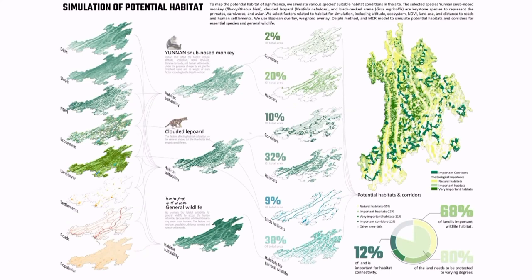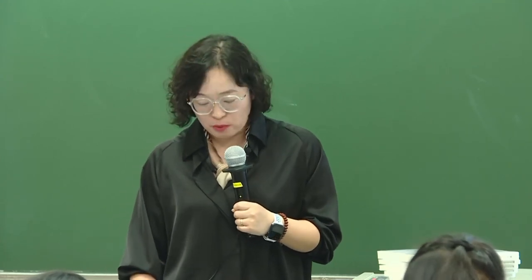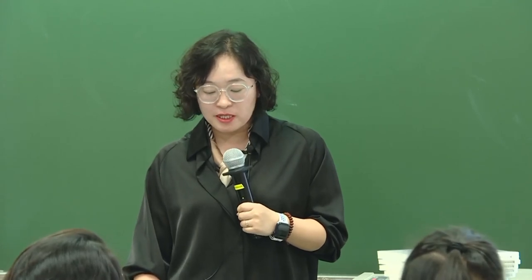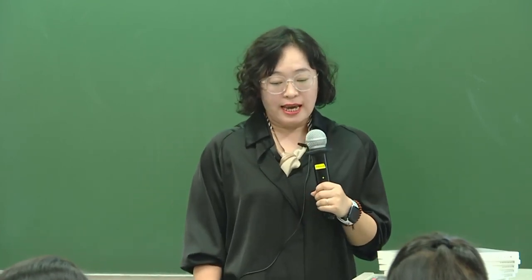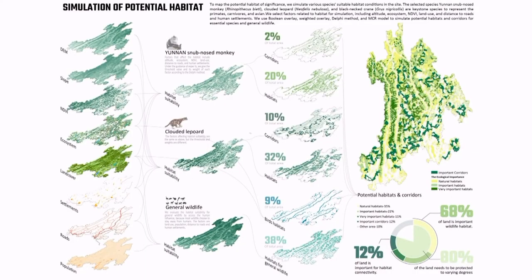First, we do some modeling for planning. At the first step, we simulate the potential habitat. To map the potential habitat, we simulate some species' suitable habitat areas. The selected species are Yunnan snub-nosed monkey, clouded leopard, and the black-necked crane, the birds, and some general wildlife. They are the keystone species or flagship species. The factors that affect the habitat include the altitude, the ecosystem, the landforms. And we use some GIS models to simulate the potential habitats and corridors for essential species and general wildlife.